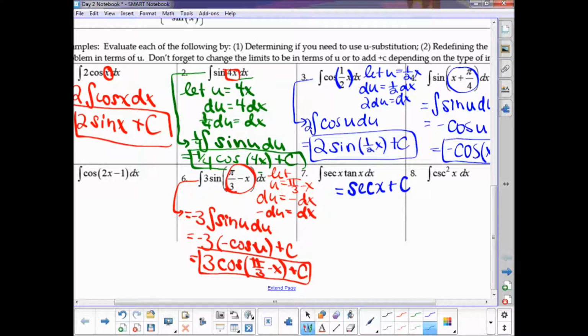Derivative of secant is secant tangent. So don't let the product there throw you off. Just think real quick, does that match up with any of my antiderivatives? Alright, what's the antiderivative of cosecant squared?